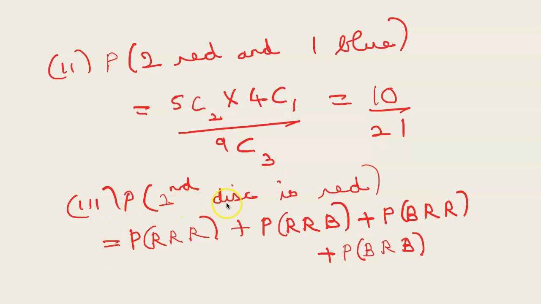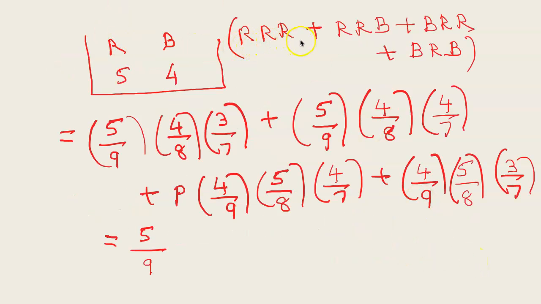Now probability that the second ball is red, we can have red, red, red, or red, red, blue, or blue, red, red, or blue, red, blue. In all these cases, the second ball is red. So we have red, red, red will be, the first red can be selected in 5 by 9 ways. The next red can be selected in 4 by 8 ways. Why is that? Because it is without replacement. The third red can be selected in 3 by 7 ways.